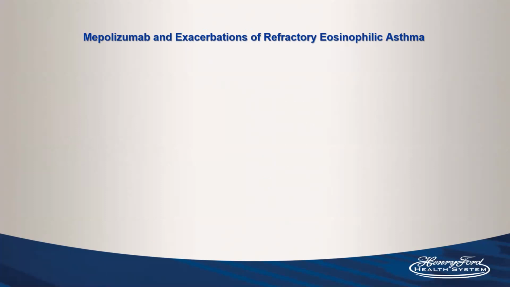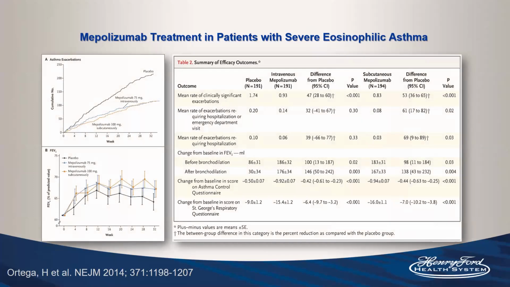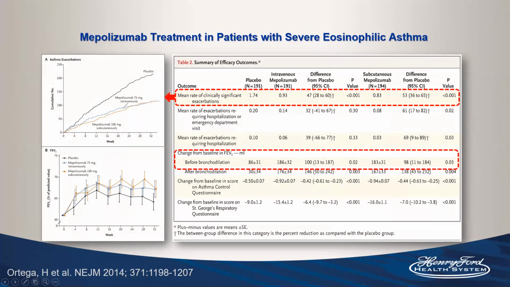If you look at Mepolizumab, there were many studies that are done, but I'm just going to mention some of them, like what we really found out from those. What it does is basically significantly fewer severe exacerbation in comparison to placebo in this study over a course of a year, and that was statistically significant. And then mean rate of clinically significant exacerbation in the study was significantly less in people getting Mepolizumab in comparison to placebo, as well as change from baseline in FEV1, which was more pronounced in the Mepolizumab arm in comparison to placebo.